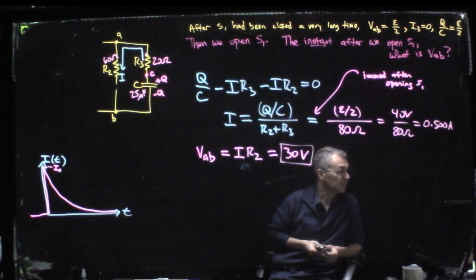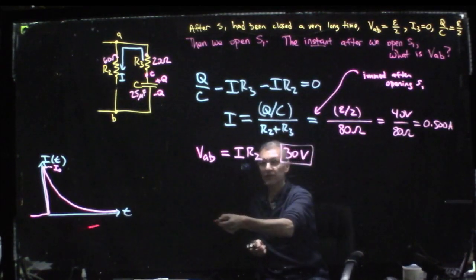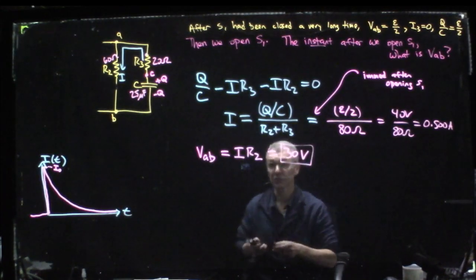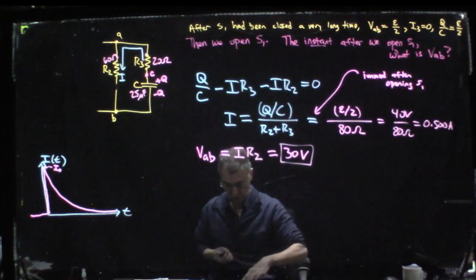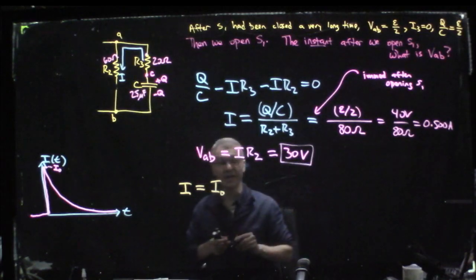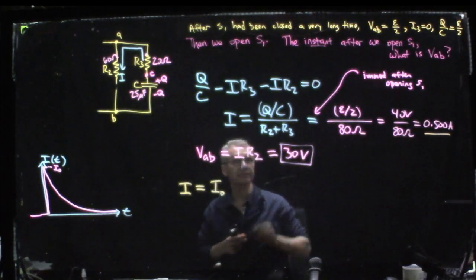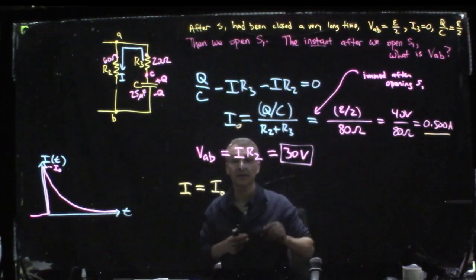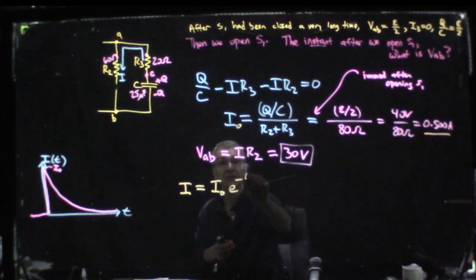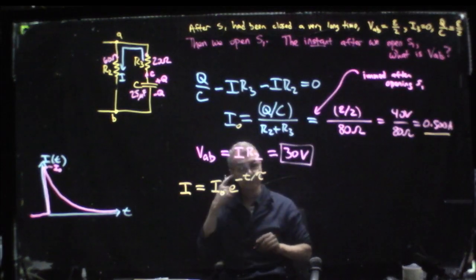Then part E, how long after the switch is opened will it be until VAB is 10 volts? Okay, that's why I left this diagram here from an earlier problem. So we can write that this current is the current immediately after we open the switch times e to the minus t over time constant. What is the time constant?